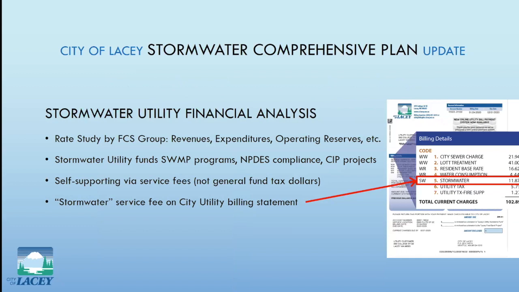So then there's the stormwater utility financial analysis. We had the financial analysis and a rate study that was conducted by FCS Group, which analyzes the utilities expenditures to determine the revenues required to meet those expenditures. And you have to have some reserves and whatnot. There's more to it than that, but it's an analysis to see where we are and what we would need to do in terms of rates.